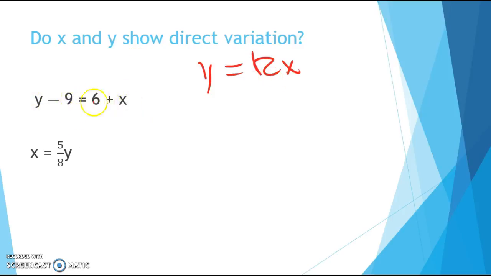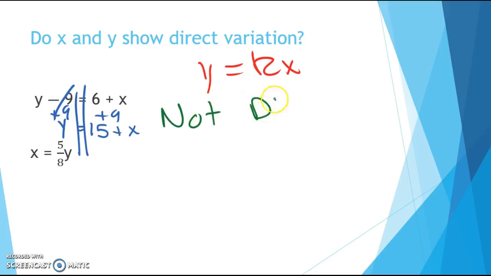So the first thing I'm going to try to do on this first one is to get y by itself. Right now the minus 9 is bothering it, so I'm going to add 9 on both sides. Put my train tracks, these cross out, I'm left with y is equal to 6 plus 9, which is 15, plus x. And from here I can see whether or not it's direct variation. I can say that it's not direct variation because I have a y-intercept. My y-intercept is 15, okay?